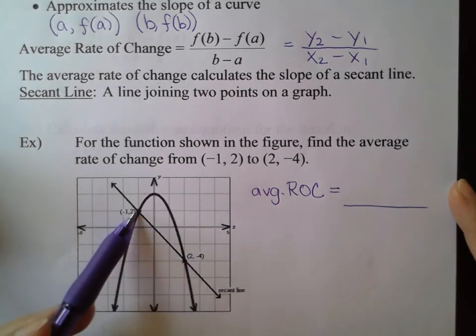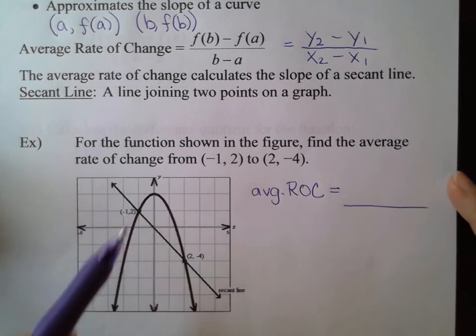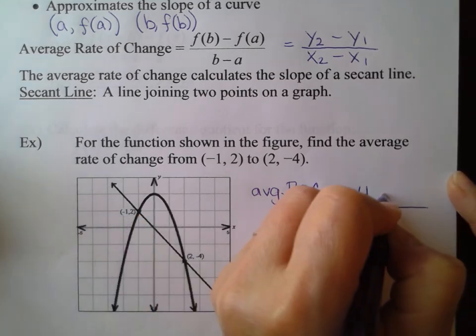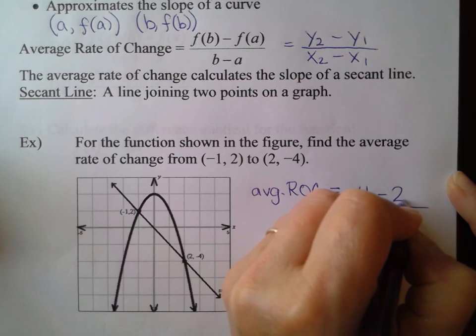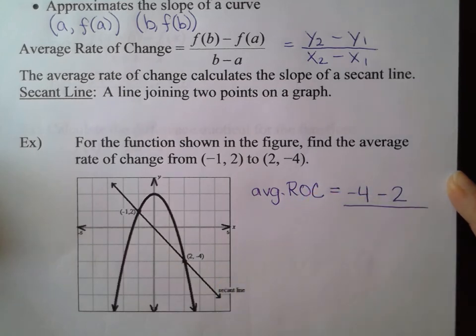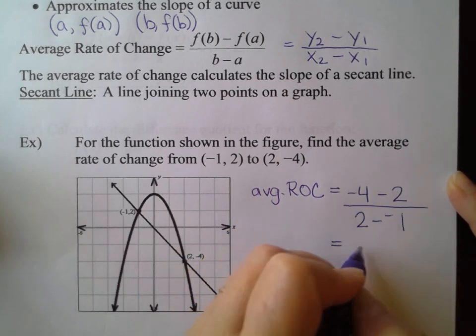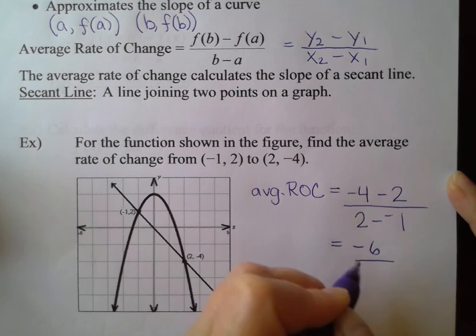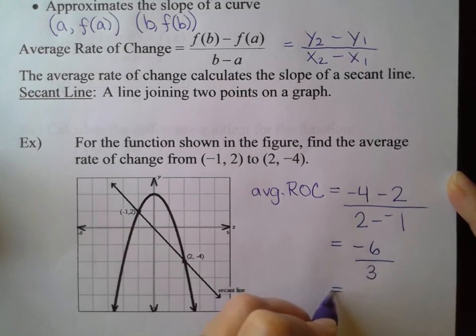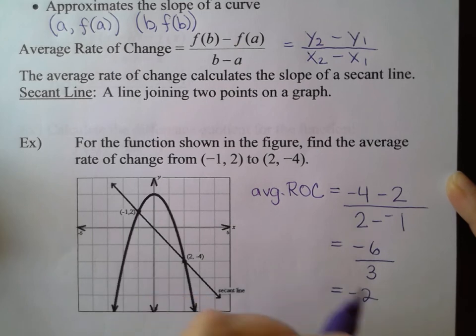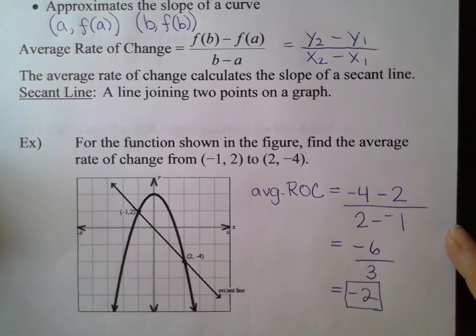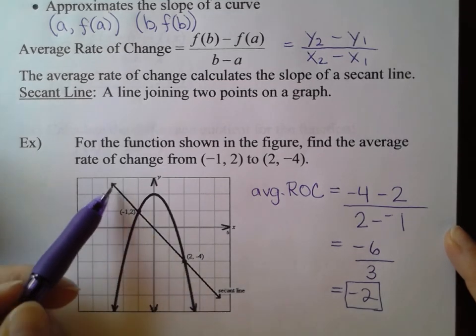Basically, I'm going to use these 2 points to calculate the slope. And that's not something that we're not familiar with, right? So I can do -4 minus 2 over 2 minus -1. That's going to give me -6 over 3 or -2. So the average rate of change here is -2. And so really that's the slope of this secant line.